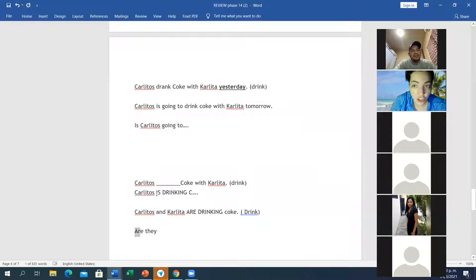Decir, Carlitos is drinking, eso lo de otro, o Carlitos is drinking Coke, él fue nuestro sujeto principal, y acá se fue Carlita, ¿con quién? With Carlita, pero aquí no dije con Carlita, aquí dije Carlitos and Carlita, ya no dije el with. ¿Qué están haciendo ellos? Ok. They are drinking Coke. ¿Cómo sería la pregunta? Como son they, ya no va a ser el is como aquí, ¿verdad? Va a ser igual que aquí.